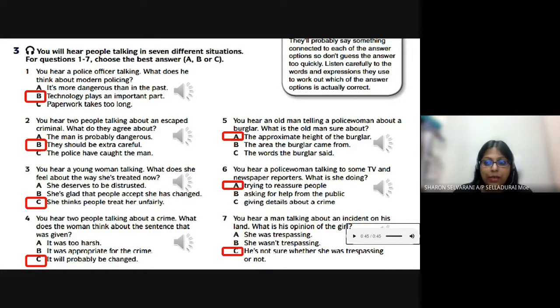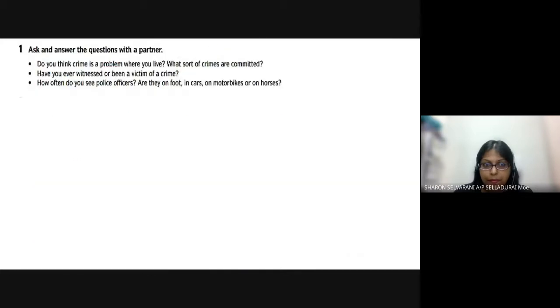Okay, so let's look at our next one. All right. Okay, so let's look at this. Do you think crime is a problem where you live? What sort of crimes are committed? Have you all seen a crime in your place? A crime can be anything, even scribbling the wall, breaking the public telephone is also a crime.